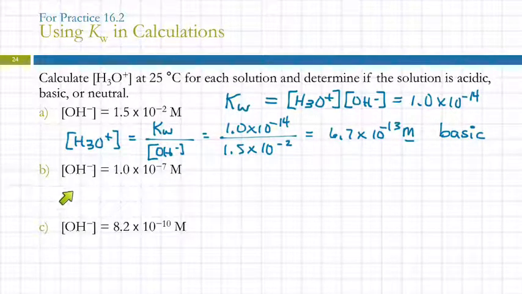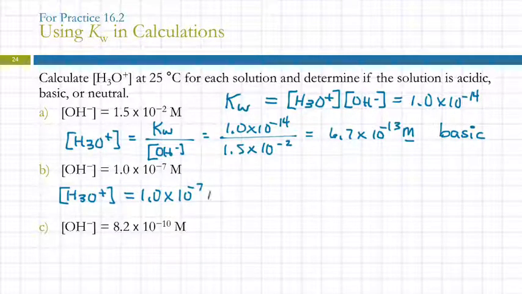What about this one? Hydroxide ion concentration is 1 times 10 to the minus 7. Yeah, so that must be a neutral solution. So if that's true, then the hydronium ion concentration also equals 1.0 times 10 to the minus 7. Or, if your mind doesn't think of that, you can do this calculation. You're going to end up with the same answer. So this is then a neutral solution, right? Because the hydronium ion and the hydroxide ion concentrations are the same.